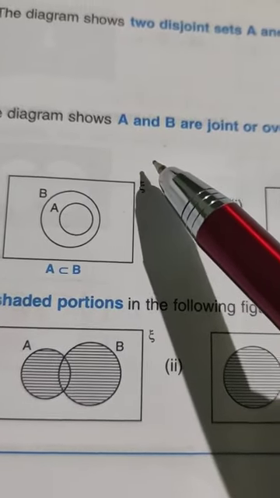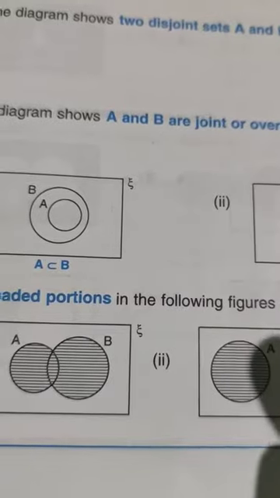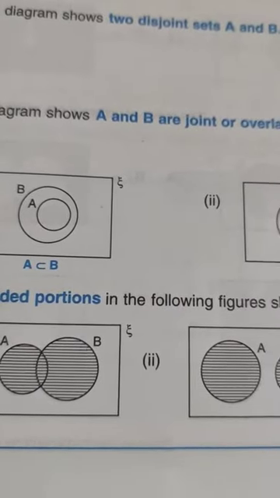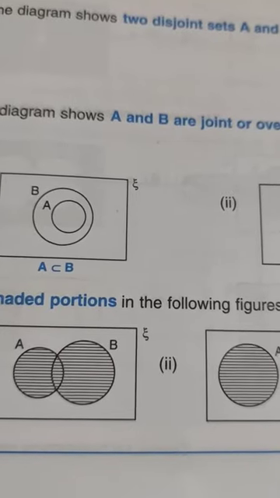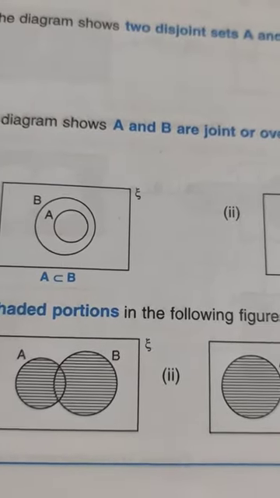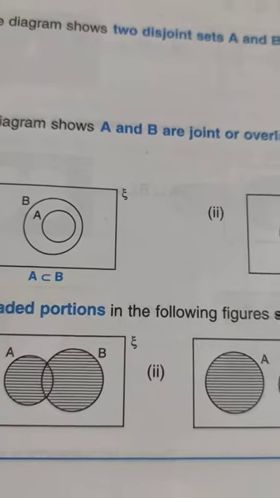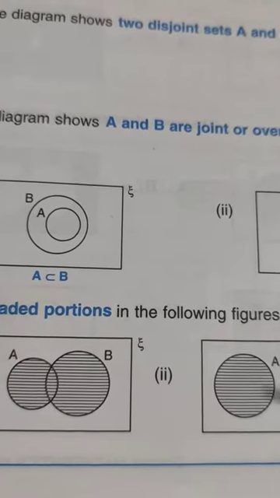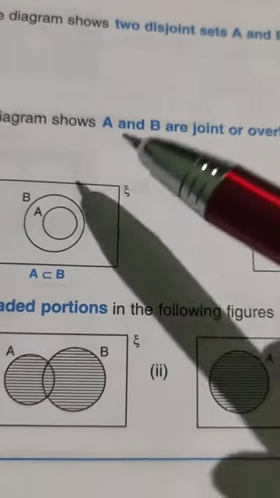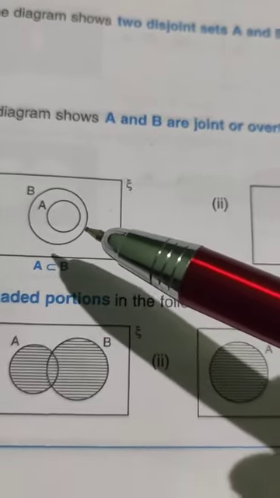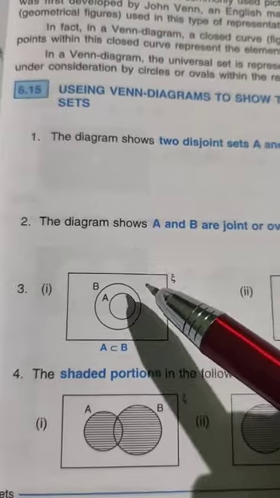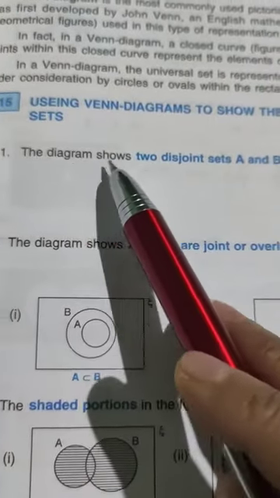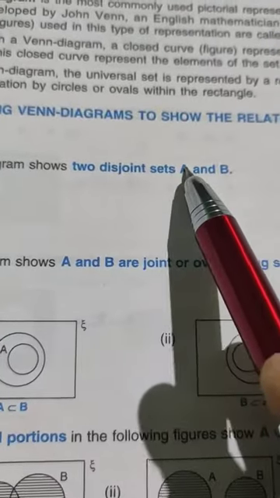Clear? So whatever I taught, subset, proper subset, disjoint sets, joint sets, all you have to revise. Difference of two sets, A minus B, whatever I taught, just revise all and then you try this. Definitely you will understand. So first of all, look here, first figure. The diagram shows two disjoint sets A and B.